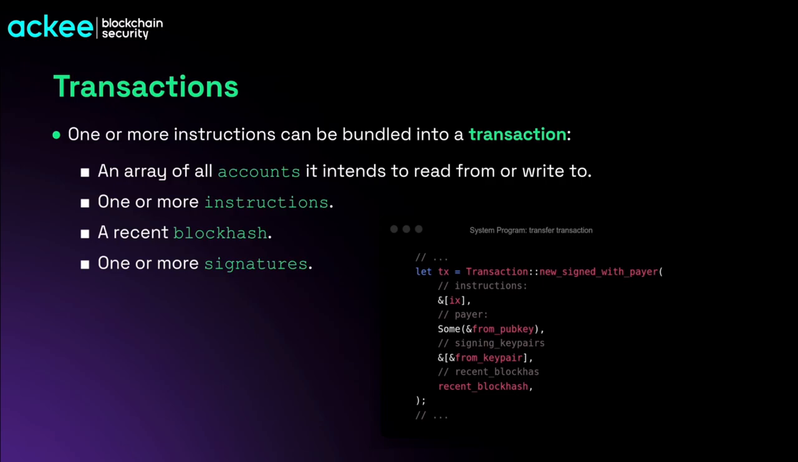So just like in any form of SQL database, we can bundle multiple instructions into something that we call a transaction. If we are forming a transaction, we're essentially supplying an array of all accounts we intend to read or write to, one or more instructions, a recent block hash, this is really important, and one or more signatures for that particular transaction.